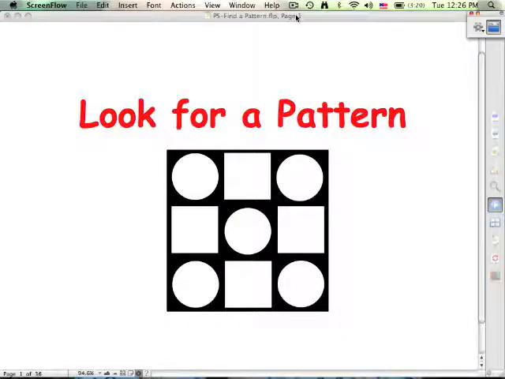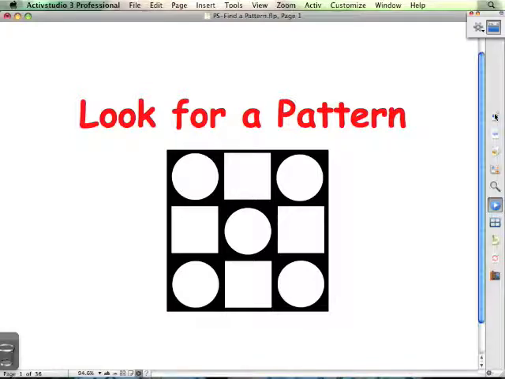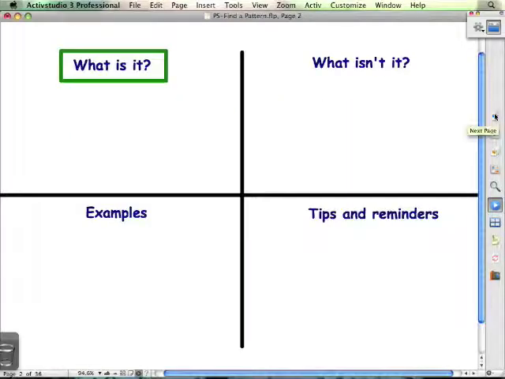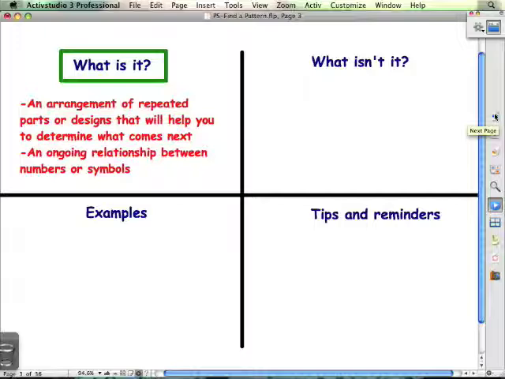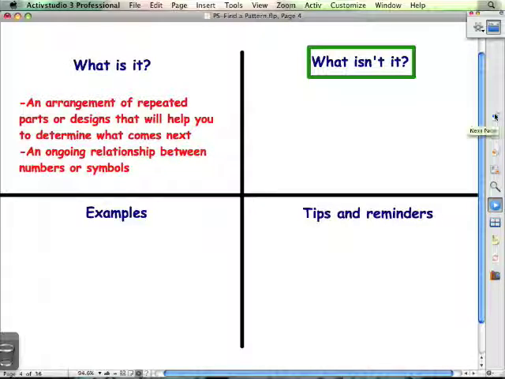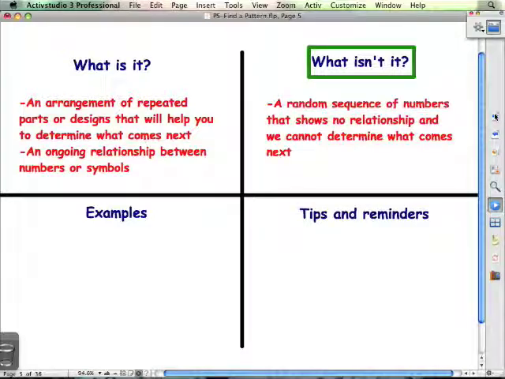Look for a pattern. What is it? An arrangement of repeated parts or designs that will help you to determine what comes next. An ongoing relationship between numbers or symbols. What isn't it? A random sequence of numbers that shows no relationship and we cannot determine what comes next.